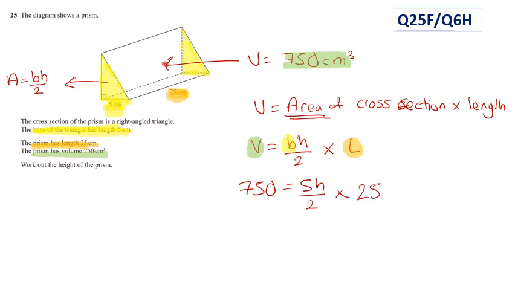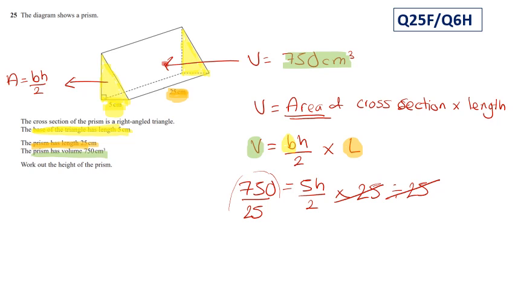Now to solve it, I need to isolate h, so that means getting rid of everything on the right hand side of this equation. So to do that, I'm going to use inverse operations. Now it doesn't matter which order I take these in, as they're all multiplication and division on the right hand side. So I'm going to get rid of the multiplying 25 first, so I'm going to divide both sides by 25. When I do that, these two cancel out, so I'm left with 750 divided by 25 equals 5h over 2. Now I can work this out, 750 divided by 25.